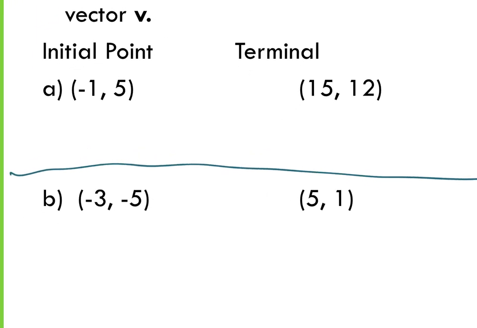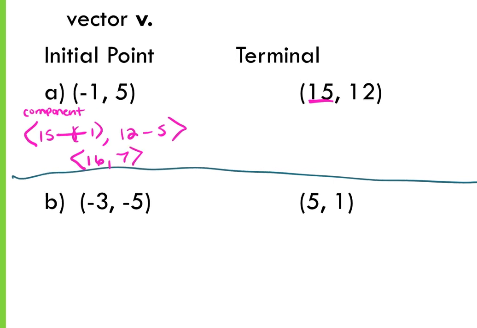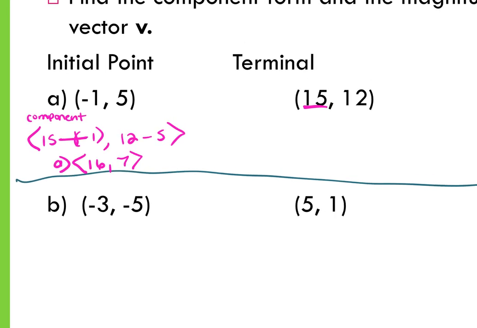So the first thing I'm going to do is find component form. And that is x2, 15, minus the negative 1, x1, comma, 12 minus 5, y2 minus y1. This becomes plus, and I end up with 16, comma, 7. That is the component form of that vector.